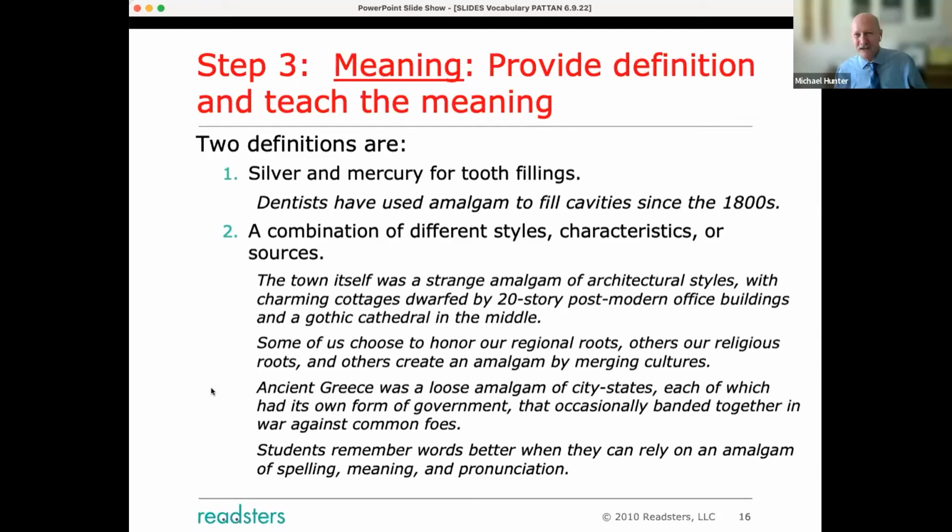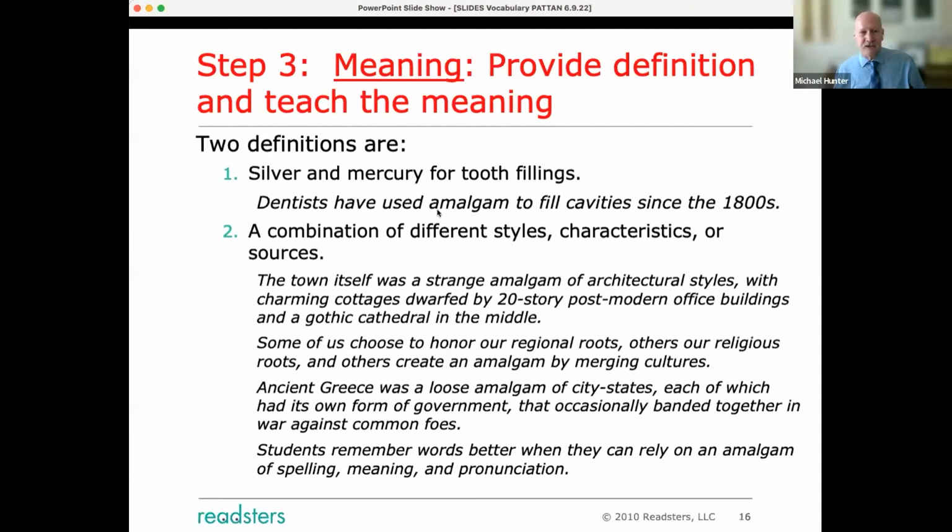That's a great example. Okay, so our last sentence I'll read is: students remember words better when they can rely on an amalgam of spelling, meaning, and pronunciation. So we have three separate things: spelling, meaning, and pronunciation of the word, but together they form an amalgam that provides a strong basis for knowing the word, reading the word, spelling the word, and understanding the word. Okay, so that's an example of initial teaching of step three.